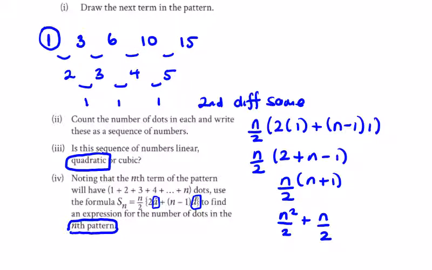And if we check this, we check maybe the fifth term, we have 15. So if we put 5 in for n, we're going to get 25 over 2 plus 5 over 2, which is 12.5 plus 2.5, which is equal to 15. So we can see here that we're correct. Always check your answer, if possible.